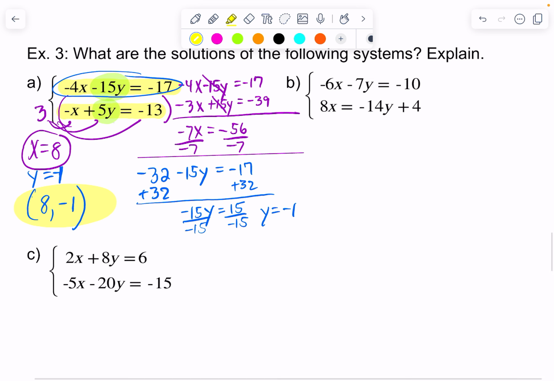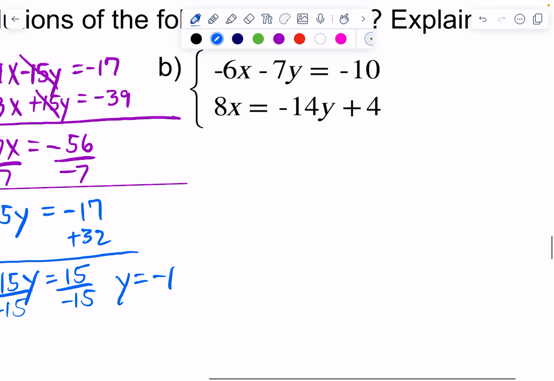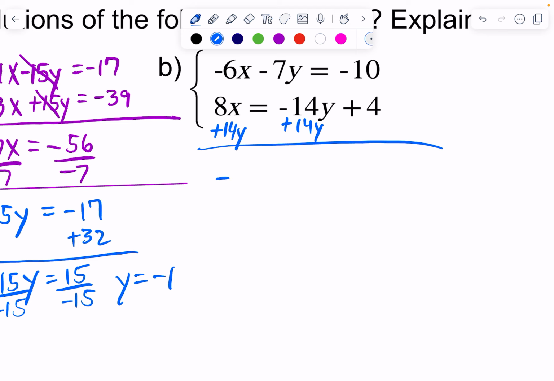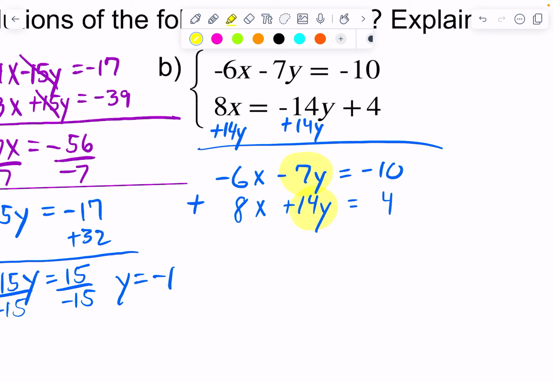In this particular case, both of the equations are not in standard form. So the first thing you have to do is manipulate one or both of the equations to make sure they're in standard form. So I'm going to add 14y to both sides. And then I'm going to have negative 6x minus 7y equals negative 10, plus my 8x plus 14y equals 4. I'm going to go ahead and choose to eliminate the y's. Be the easiest for me. So I'm going to multiply up here by a positive 2.